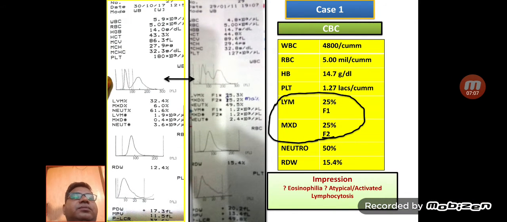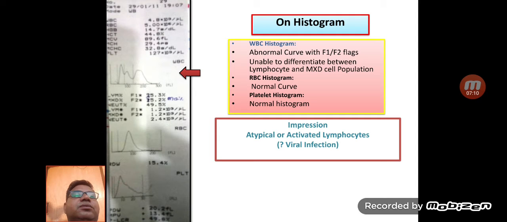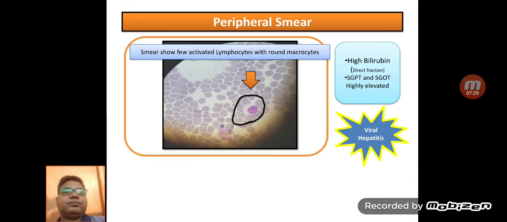If we go through the histogram findings, here you can see the total count is 4800, and there is a merging of the F2 flag with the F1 flag. And our impression in interpreting these histograms is that this patient might be having atypical or activated lymphocytes, and it could be a patient of viral infection. If we confirm our diagnosis with the peripheral smear, we can see such cells, the lymphocytes which have an abundant amount of cytoplasm.